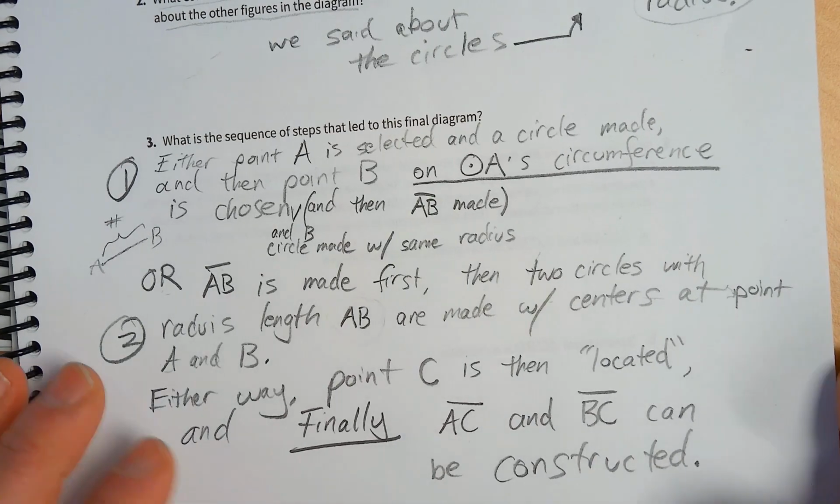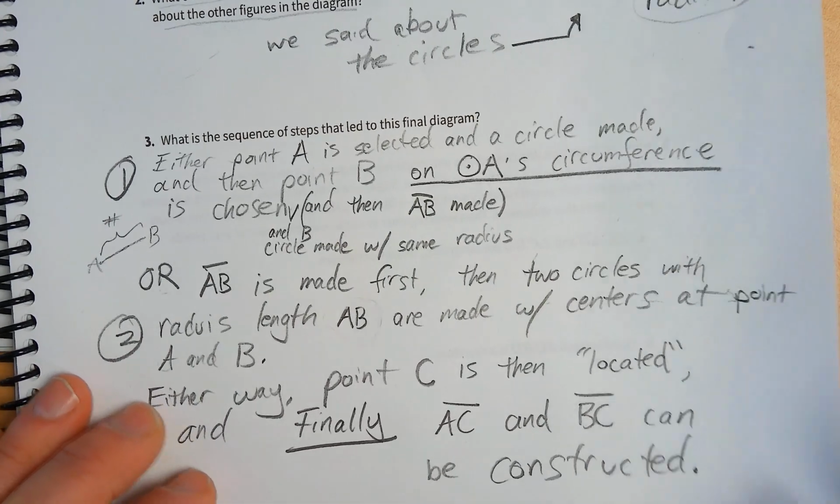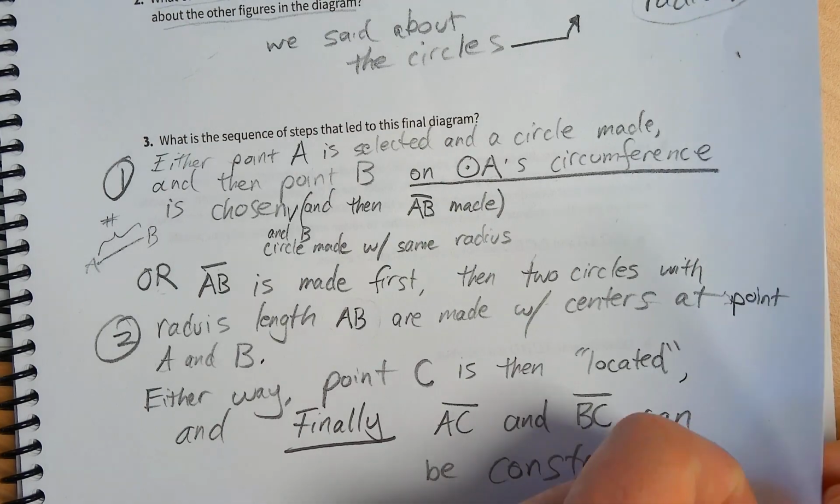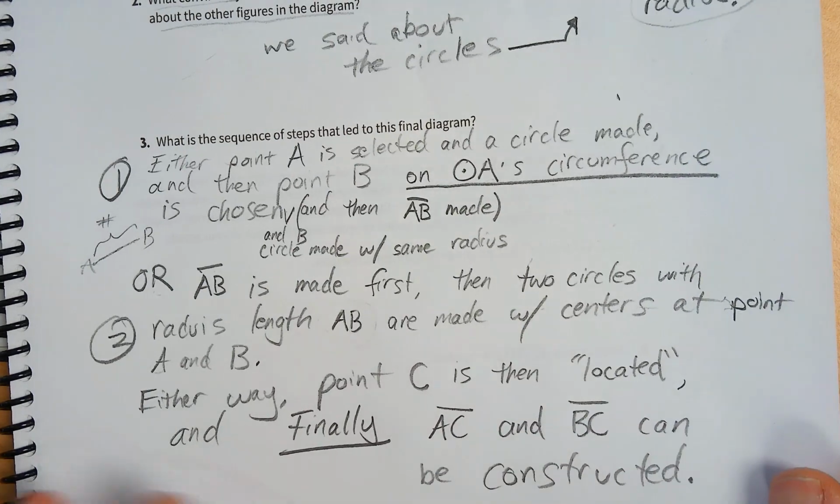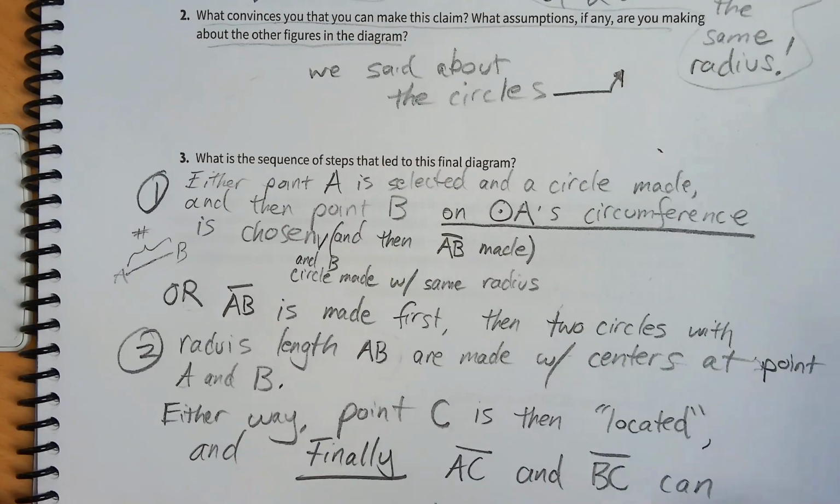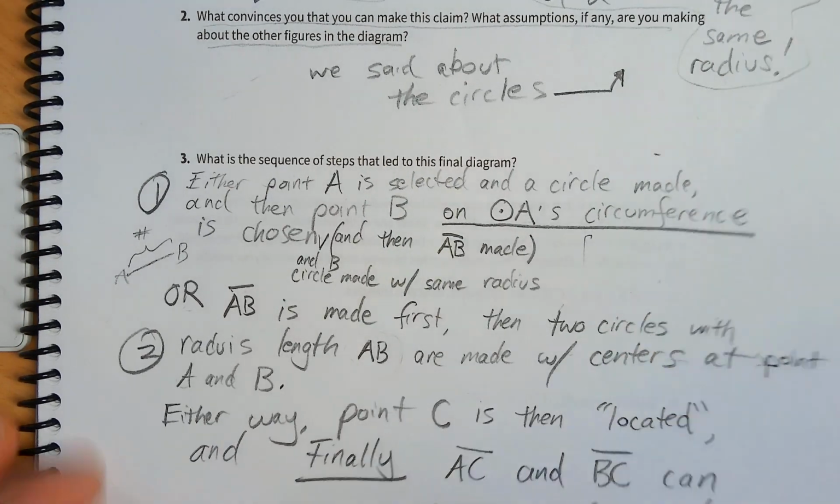Okay, we got it. We got there. So no matter how it starts, those two segments are going to be the last things made, because you can't make them until you know where C is. You can't find C until you have the circles. You can't make the circles until you do one of the two things at the top. All right.